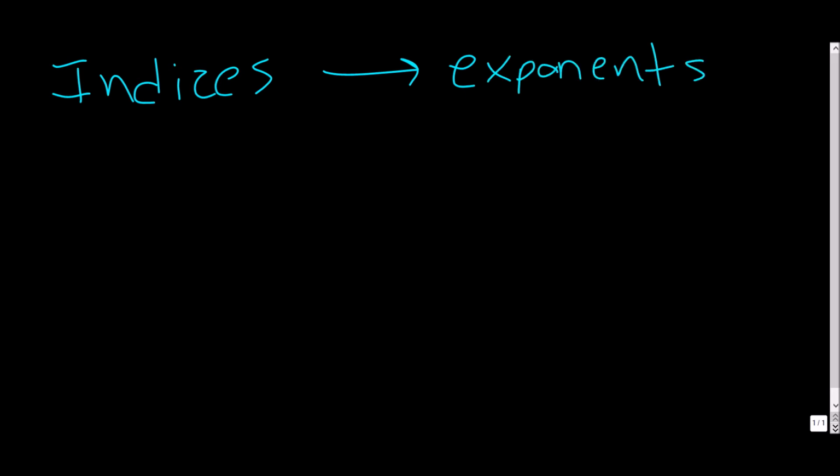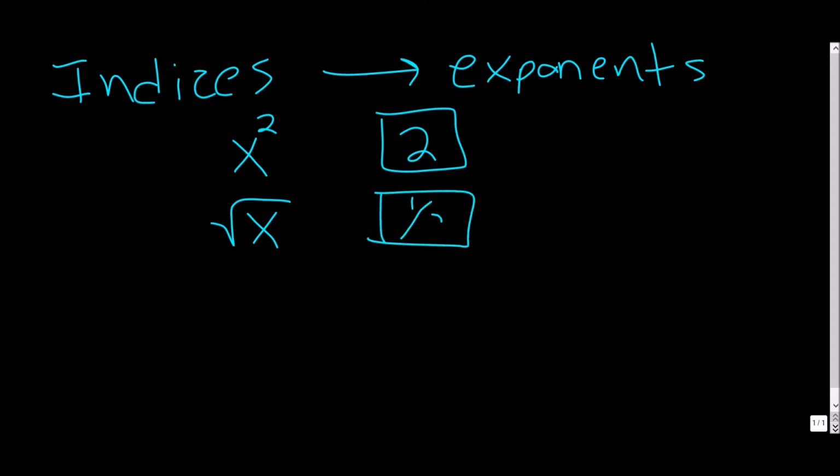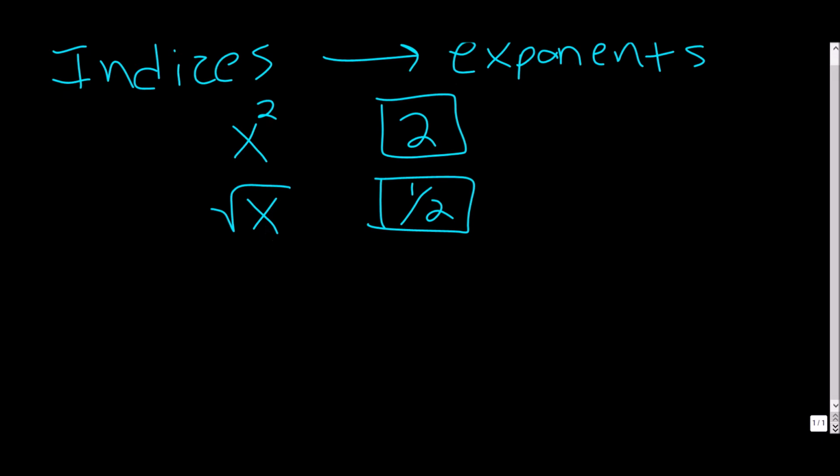plain and simple, right? So you could see that in a couple of ways, like for instance, x squared, its indice is 2. The square root of x, its indice is 1/2. So it's some sort of exponent that's acting upon a variable. So it could be a letter, it could be an actual number, it could be a radical, it could be all sorts of things.